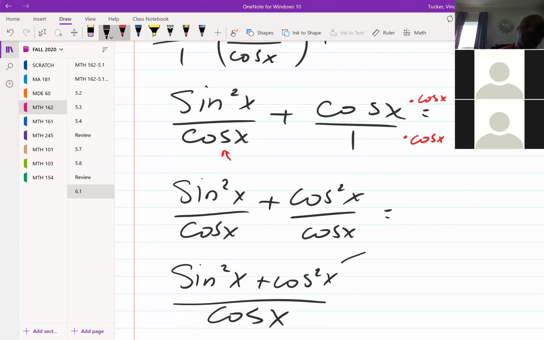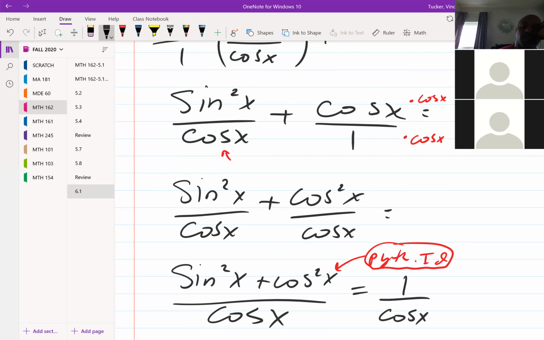Here we have our Pythagorean identity. Sine squared plus cosine squared is equal to 1. And then 1 over cosine is secant.